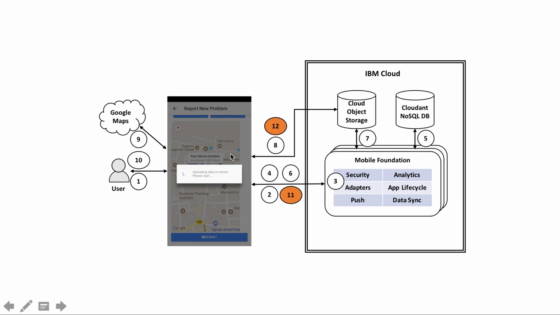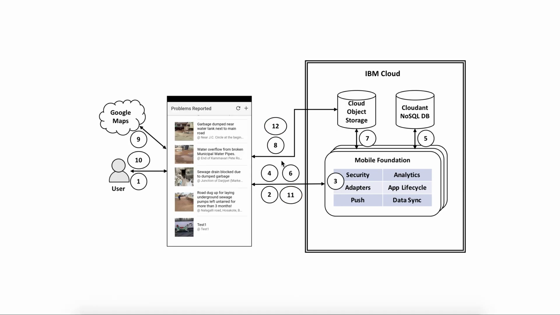Mobile app creates a thumbnail image by resizing the captured image and uploads both the captured image and the thumbnail to cloud object storage. Other users who click on the refresh button on the home page and those who log in afresh are shown the updated list of problem reports.